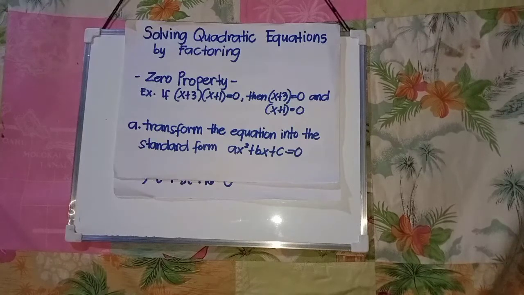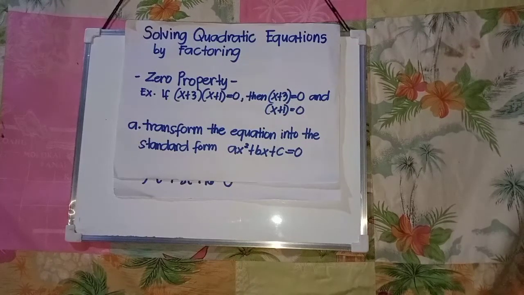So, our topic for today is all about solving quadratic equations by factoring. In solving quadratic equations by factoring, we need to follow steps or rules. Zero product property: if the quantity of x plus 3 and the quantity of x plus 1 is equal to 0, then x plus 3 is equal to 0 and x plus 1 is equal to 0. If the product of two real numbers is 0, then either of the two is equal to 0 or both numbers are equal to 0.